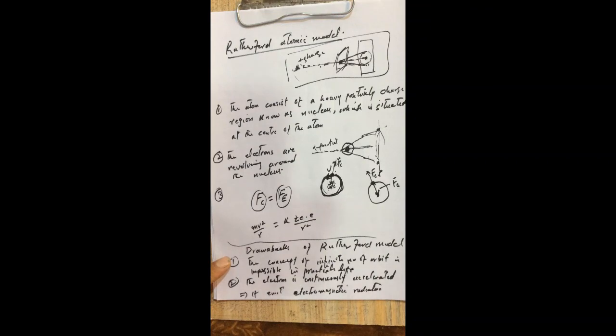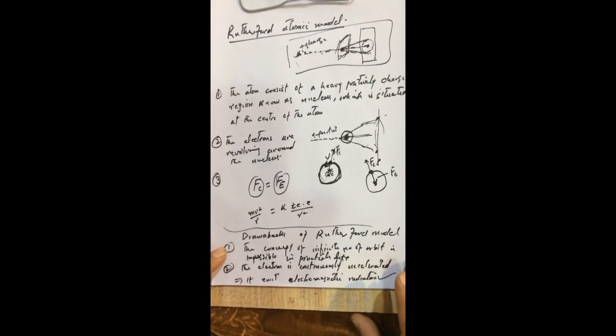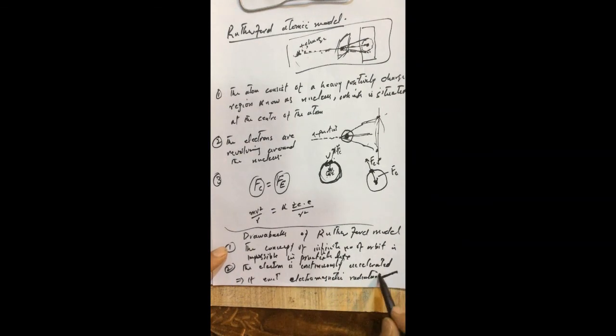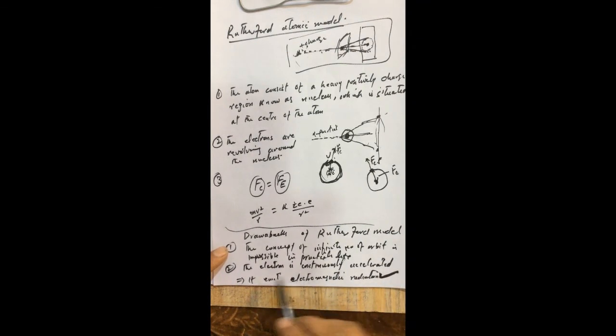But in general, this is not possible, because an atom cannot radiate or emit radiation when there is no external force acting on it. So this concept that the electrons are continuously accelerating around the nucleus is also not possible in practical life. This is another drawback of this model.